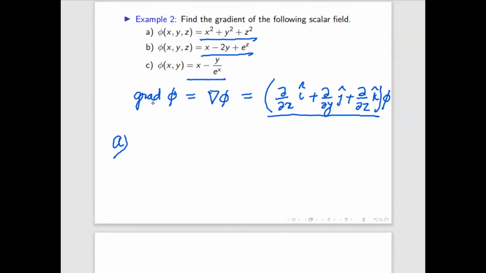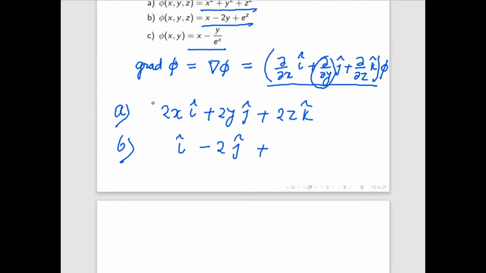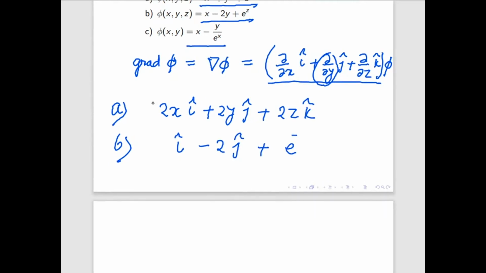So for part A, the derivative of this phi with respect to x will come 2x i cap, plus the derivative with respect to y will give 2y j cap, and then 2z k cap. This is the answer for part A. For part B, the derivative of this with respect to x will give 1, that means i cap, minus 2 j cap, and with respect to z it is e to the power z k cap.